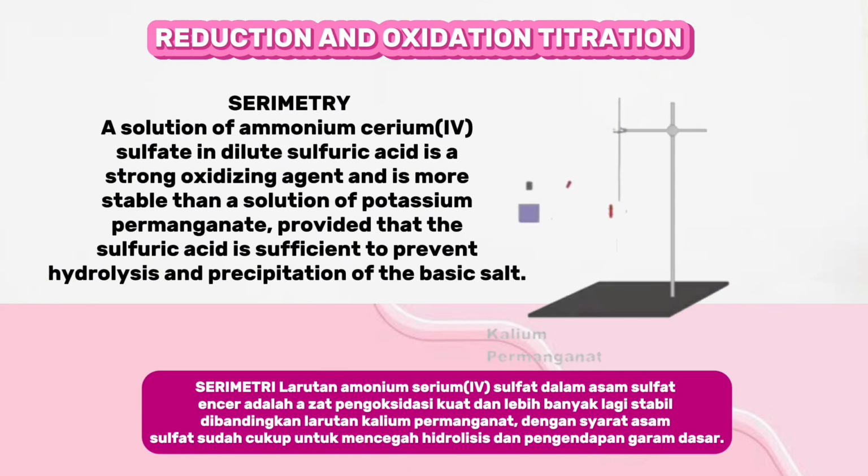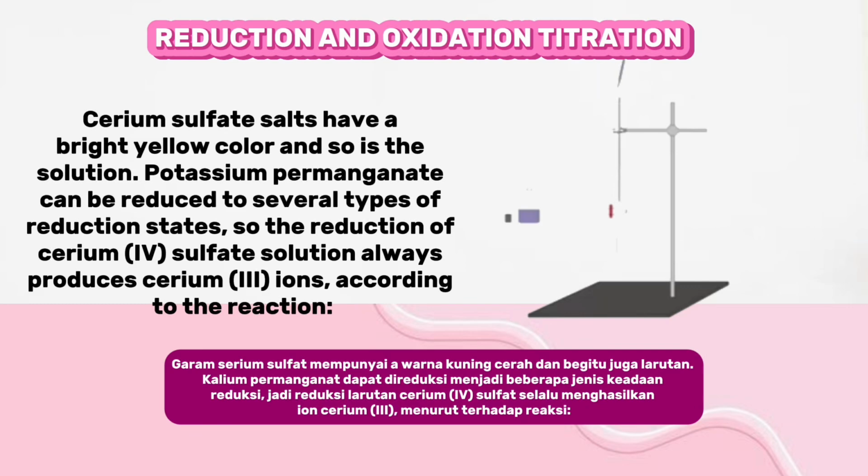3. Cerimetry. A solution of ammonium cerium sulfate in dilute sulfuric acid is a strong oxidizing agent and is more stable than a solution of potassium permanganate, provided that the sulfuric acid is sufficient to prevent hydrolysis and precipitation of the basic salt. Cerium sulfate salts have a bright yellow color, and so does the solution. Potassium permanganate can be reduced in several reduction steps, whereas the reduction of cerium sulfate solution always produces cerium ions according to the reaction.